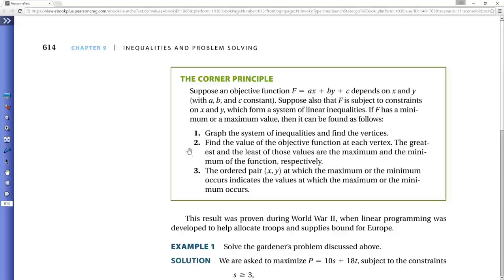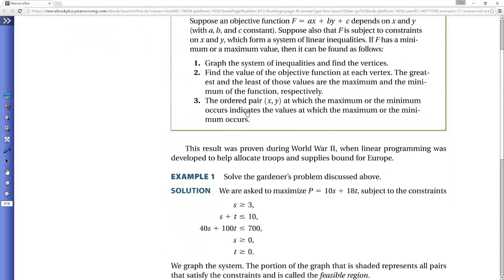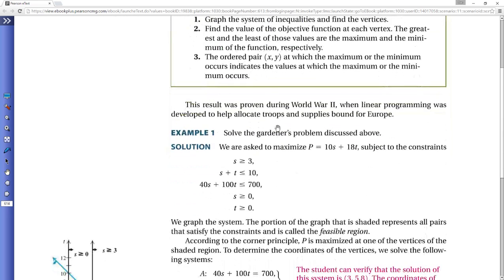Now, let me say that again. Basically we have functions, but under constraints you're going to have a maximum value, which could be a good thing if you're talking about profit, or if you're talking about loss, the minimum would be the thing you'd probably be looking for. The ordered pair x, y at which the maximum or minimum occurs indicates the values at which the max and min occur, right? Okay. So they're taking this principle that we can find pertinent information by graphing this stuff.